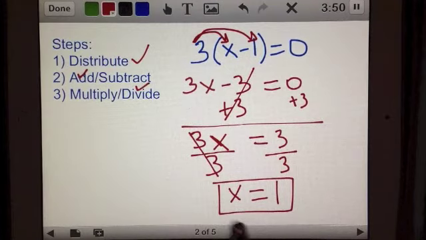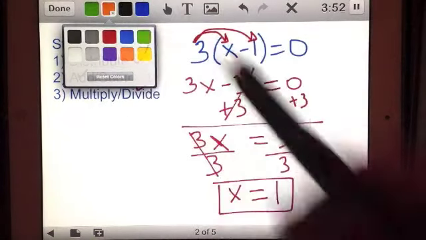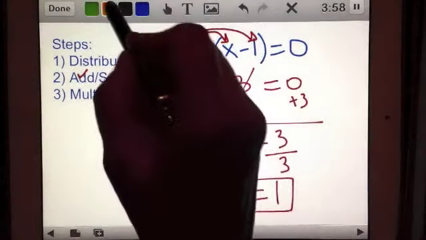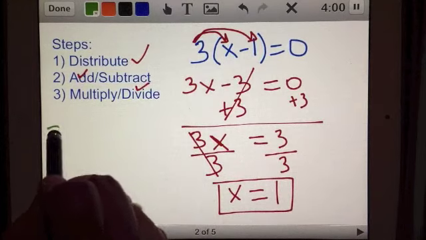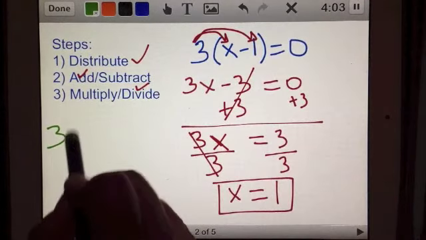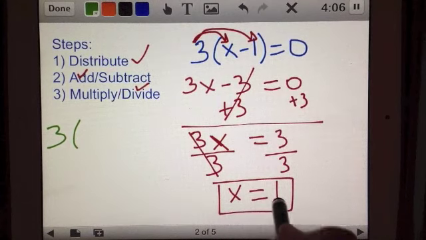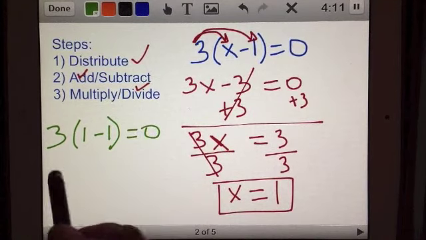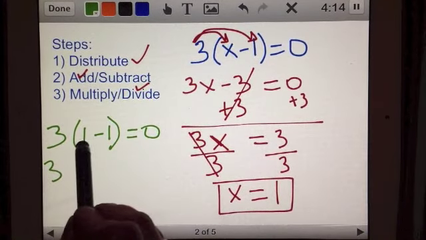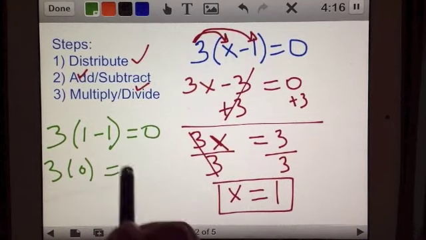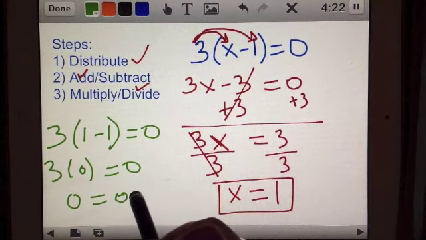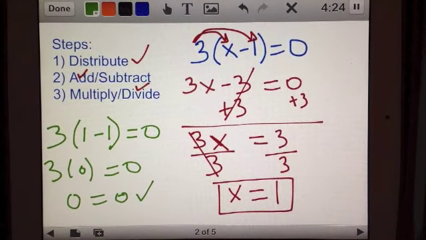And just to double check, I'm going to go ahead with a different color here, and I'm going to substitute 1 in for x in this original equation over here. But let's do green. So I'll have 3, going back to my original equation, times x is now 1, so I'll put 1 minus 1 equals 0. And let's see if that works. 3 times 1 minus 1 is 0. And then 3 times 0 does equal 0. And since I have 0 equals 0, that means this equation checks out. It is a true statement. And that's what I have to do, is make sure I still have a true statement.